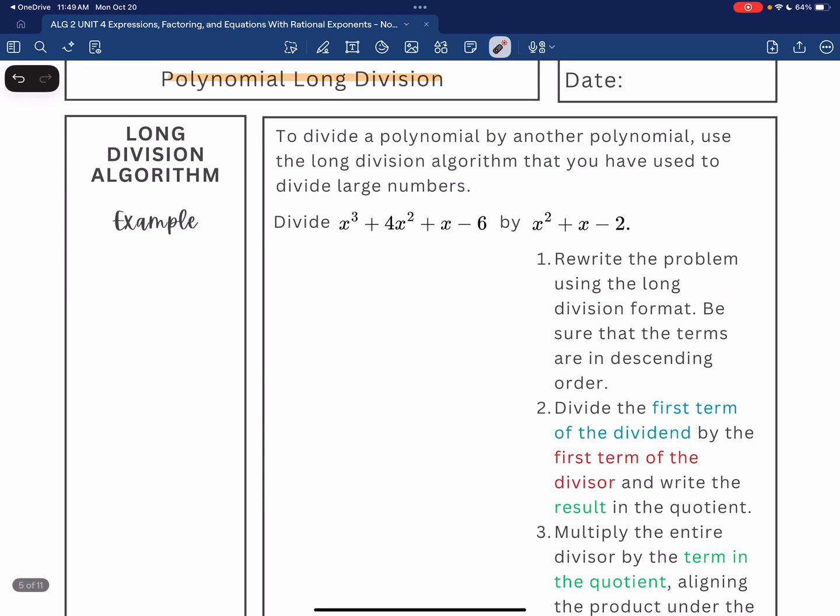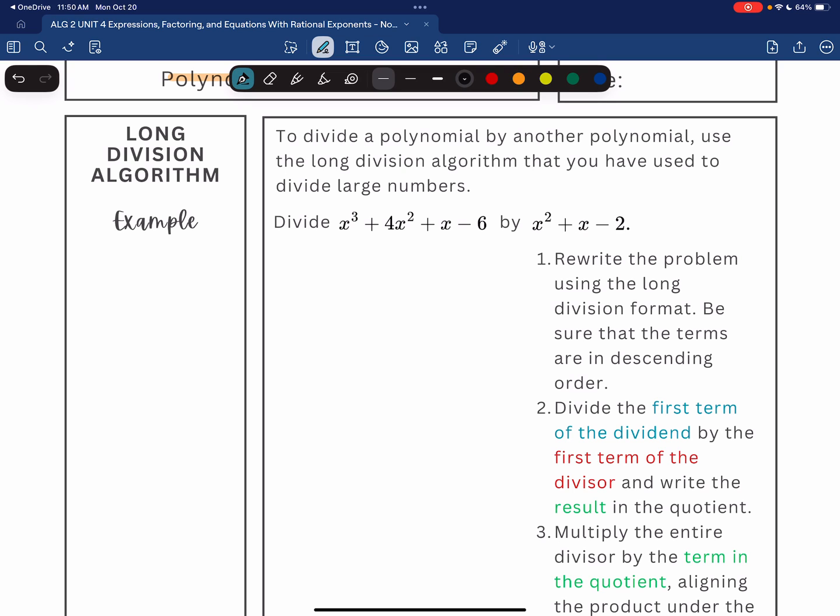Long division is the first algorithm that we're going to focus on. And in order to divide a polynomial by another polynomial, we'll use the long division algorithm that we used back in elementary school to divide large numbers. So I'm going to show you guys how to apply that algorithm when what we're dividing isn't just numbers, but polynomials. We're going to go ahead and begin by rewriting the problem using that long division format.